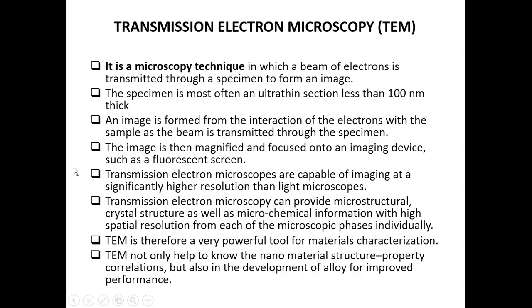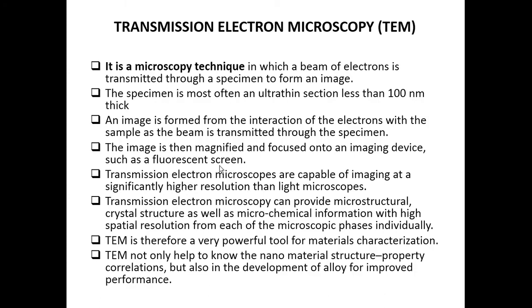Okay. The image is then magnified and focused onto an imaging device such as a fluorescent screen. Usually this imaging is done on a fluorescent screen, through which we can see the specimen in an enlarged view. The photoluminescence effect is there for the fluorescent screen, so you can see the image in the form of light.